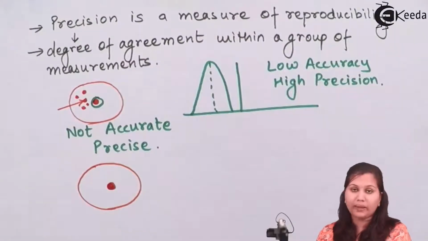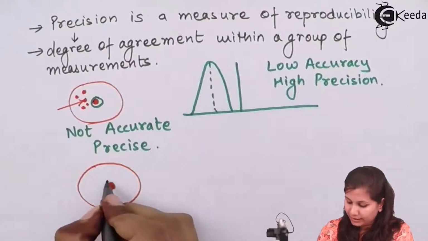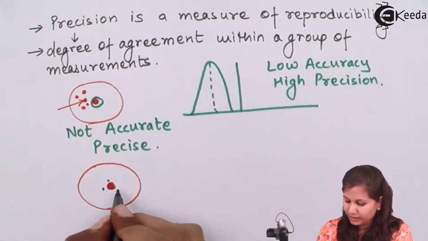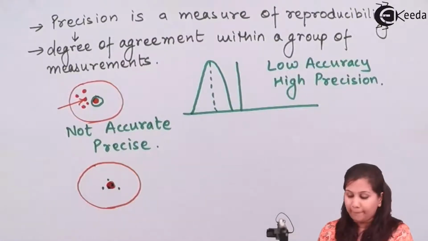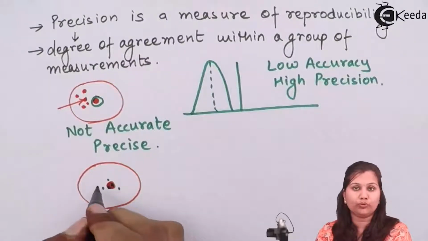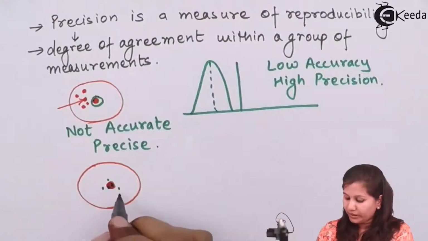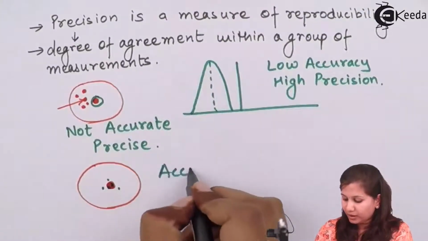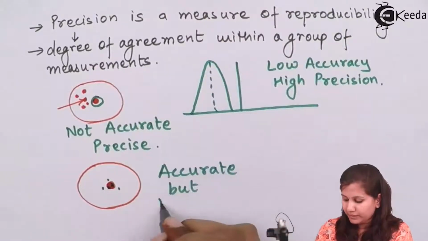Now the second time when the archer is throwing the arrows, one arrow is here, one is here, second is here, third is here. All the arrows are very close to the true value, but they are not close to each other. Okay, so in this case it is accurate but not precise.